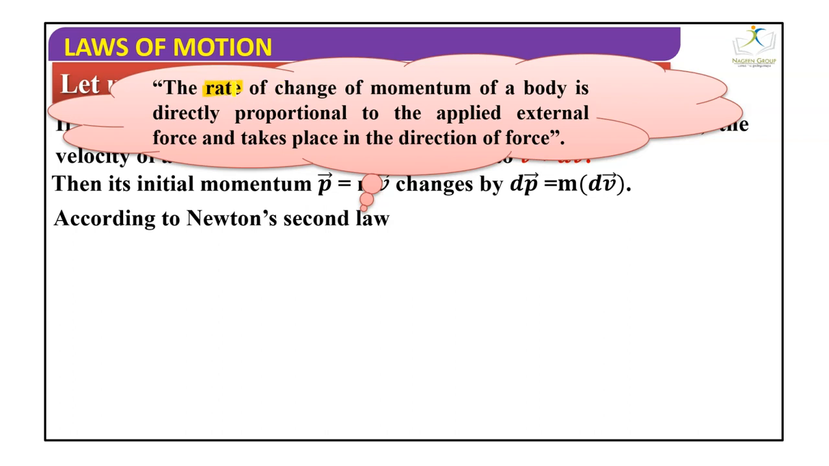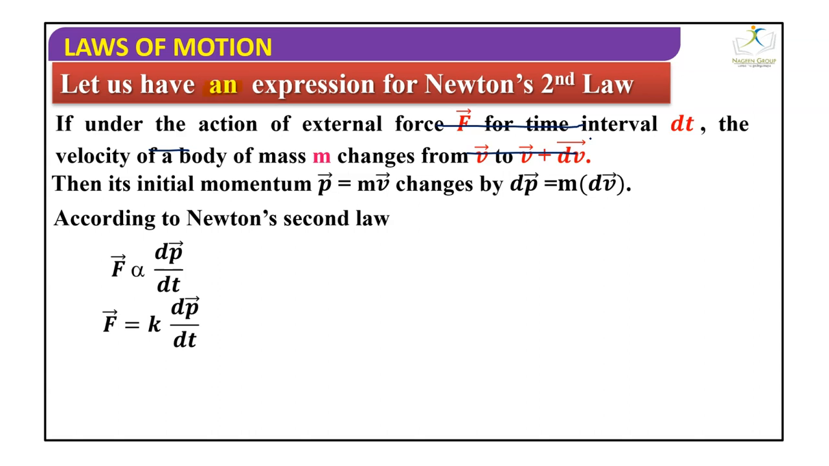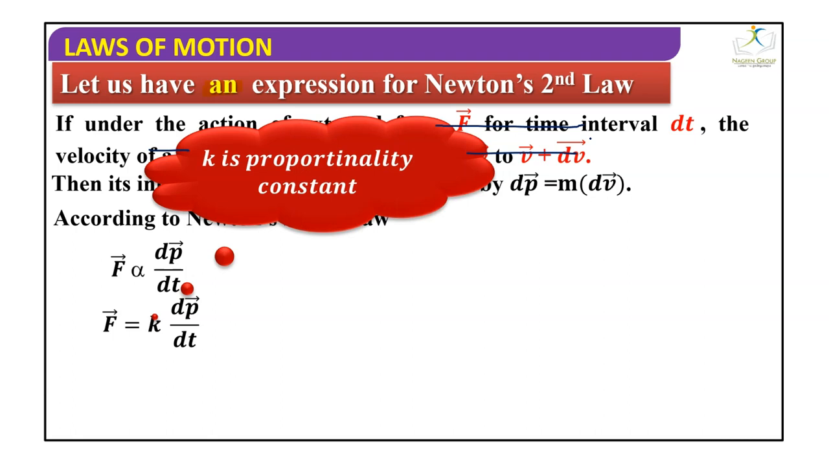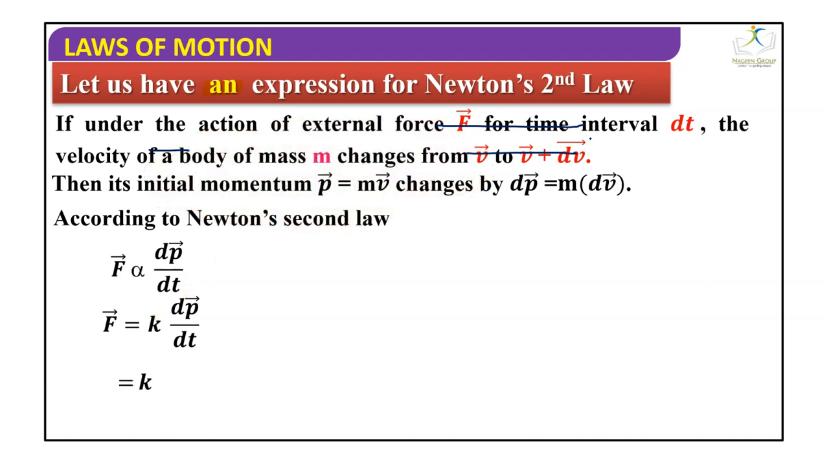The rate of change means something which is divided by t, and it is directly proportional to the applied force. F is directly proportional to dp by dt. If we remove the proportionality sign, we get the formula F equals k dp by dt. K is the proportionality constant whose value is 1 actually. After putting the value, we get the following.